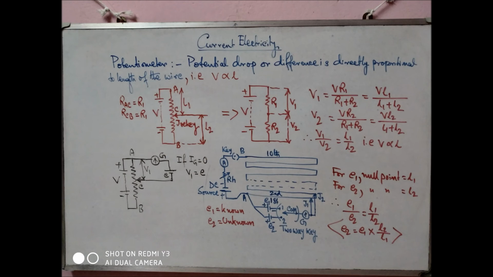Now from point A, the lower point, we connect two cells E1 and E2. One cell's EMF is known and the other cell's EMF is unknown. Suppose E1 is known, E2 is unknown. Okay.